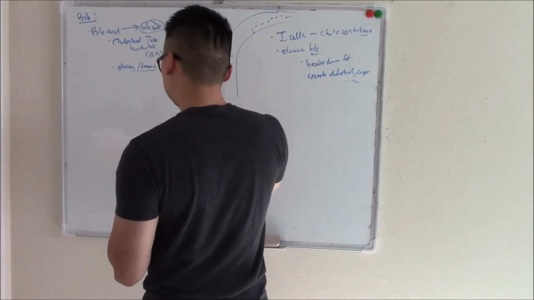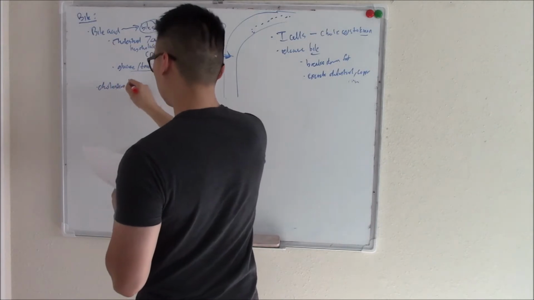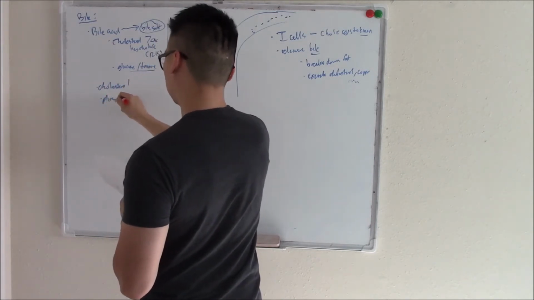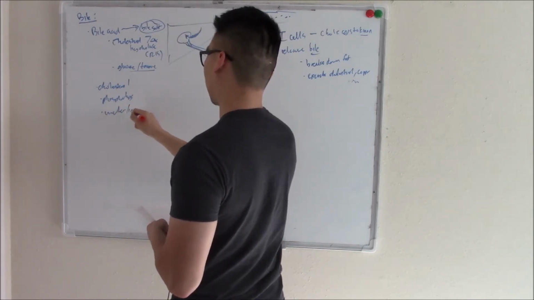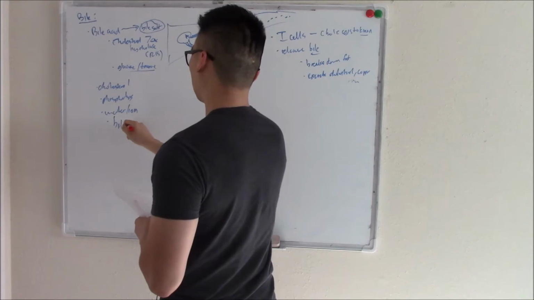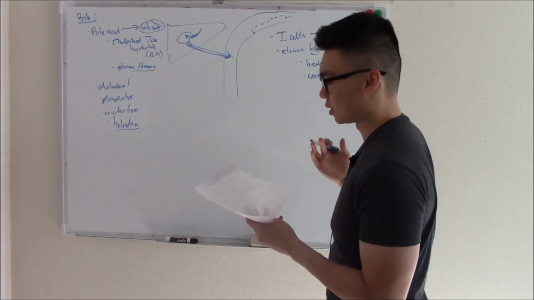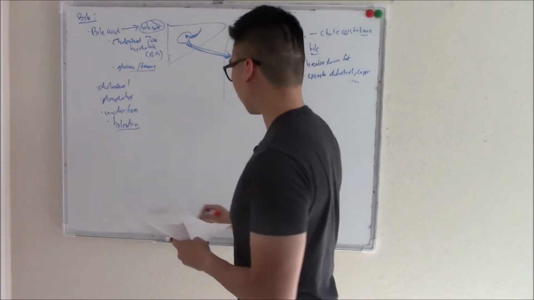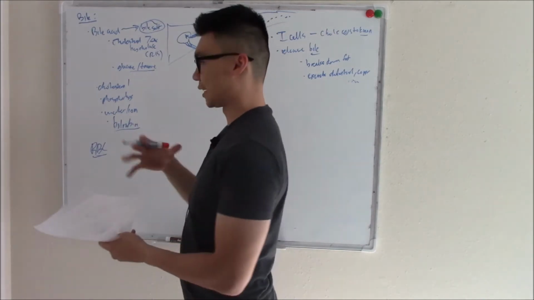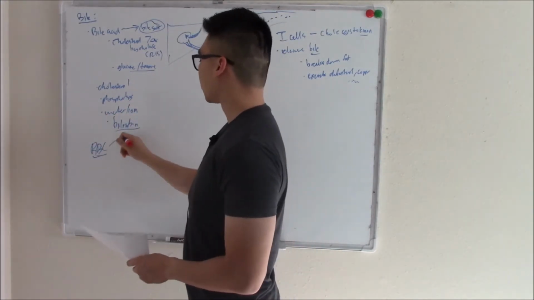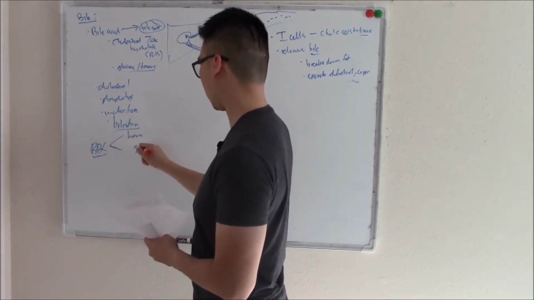Some other things that are found in bile, well, it's going to be cholesterol. It's going to be phospholipids, water and ions like calcium and all that stuff. And then bilirubin. Bilirubin is a big one. Now, what is bilirubin? Hopefully you remember bilirubin comes from red blood cells. And red blood cells, when they eventually get old and die, then the hemoglobin inside of it will get released and broken down into heme and globin.